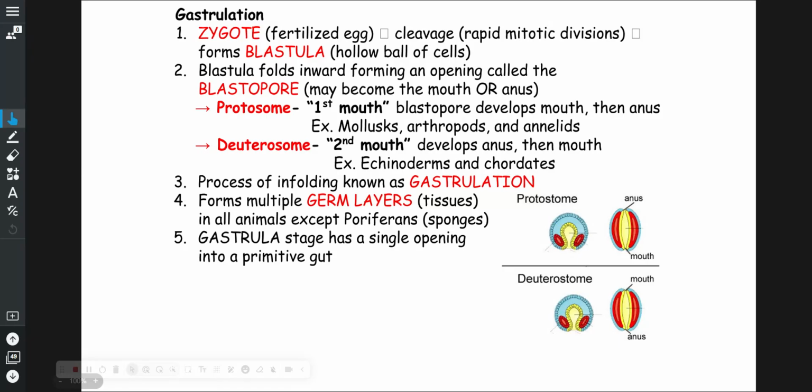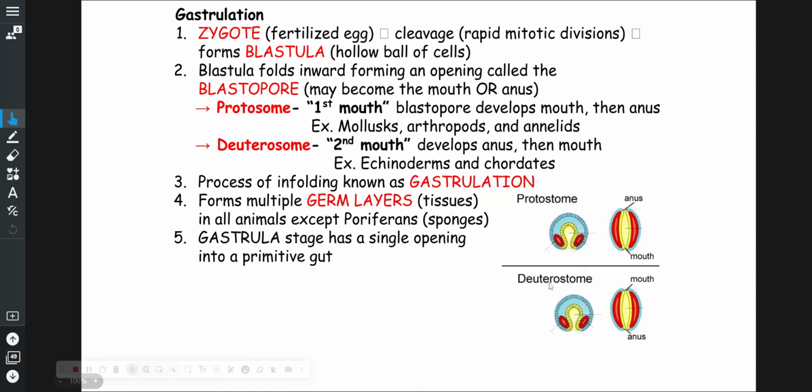And this happens in simpler organisms like mollusks, arthropods, and annelids. They form mouth first. In more complex organisms like chordates and echinoderms, this original opening here is what's going to become the anus, and the mouth forms second. So the word deuterostome means second mouth. So here's where we kind of mentioned before, echinoderms, even though they have radial symmetry and no brain, they are more complex in this regard, in that they develop like humans, like chordates do.